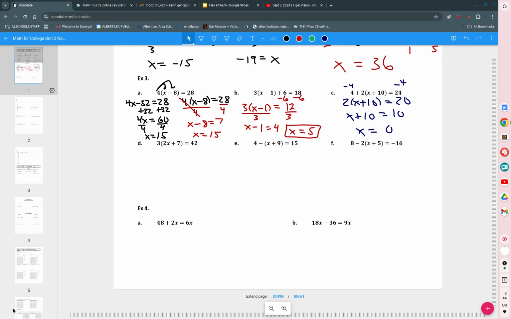Letter D, you can divide both sides by 3 and get 2x plus 7 is equal to 14. As you subtract the 7, 2x is equal to 7. Divide by 2, x is 7 halves. 7 halves is the same as 3.5.